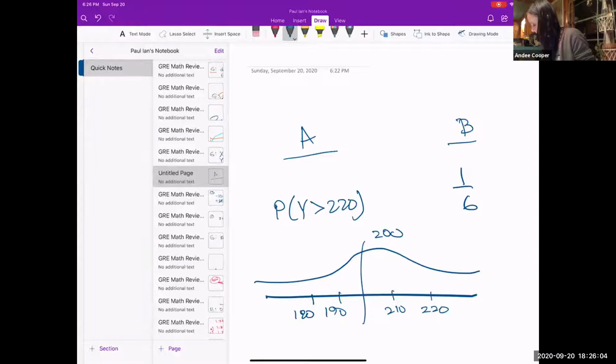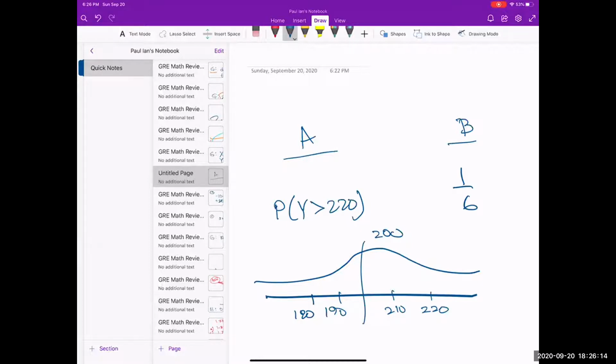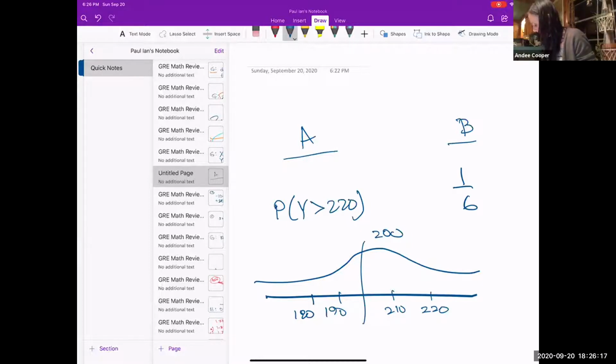Value of 210 is 1 standard deviation above the mean, and the value of 220 is 2 standard deviations above the mean. To compare quantity A with quantity B, it's necessary to exactly determine the probability of the event. Remember that in any normal distribution, about 95% of the data values fall within 2 standard deviations of the mean. This means that less than 5% of the values in this distribution will be greater than 220. Thus, the probability of the event that y is greater than 220 must be less than 5%, or 1 out of 20. So it's 1 out of 20.